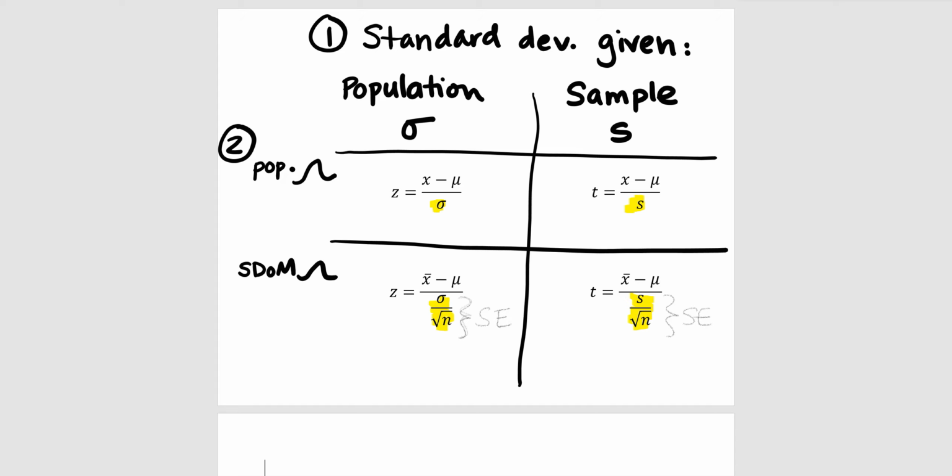And the real difference here, the key to help you figure it out, is the question asking about just one person, in which case you're going to compare them to the population, because the population distribution is made up of a bunch of individual people. If the question is asking about a whole sample of people, we've got a whole group of people, and we've got a mean for the sample, then this is the case when we're going to compare it to the SDOM.